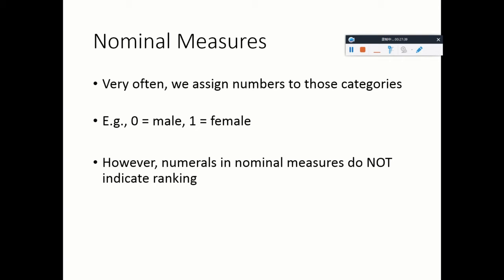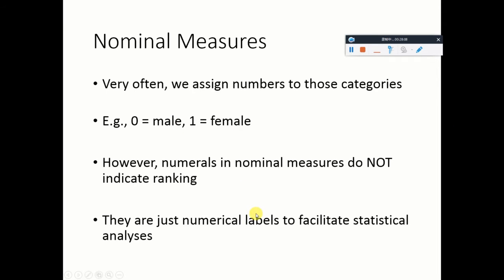The problem, or something that we should all bear in mind, is that numbers in nominal scales do not mean anything at all, right? It doesn't mean that females have more of something than males. It doesn't mean that males are better than females in any possible way. They're just ones and zeros. They're just random numbers, in other words, that we assign to indicate a specific category.